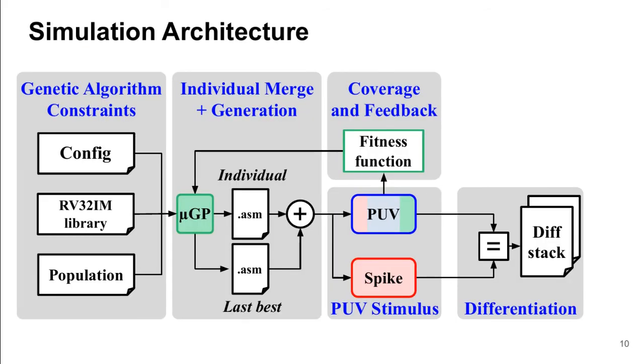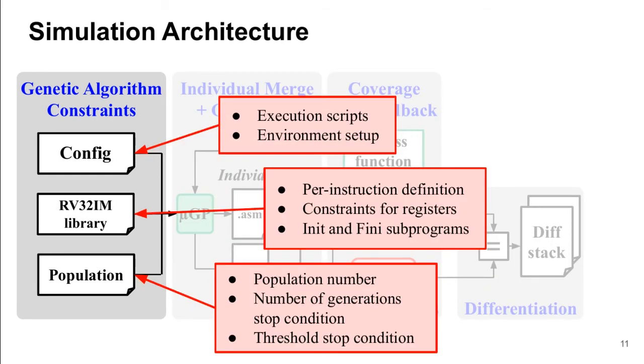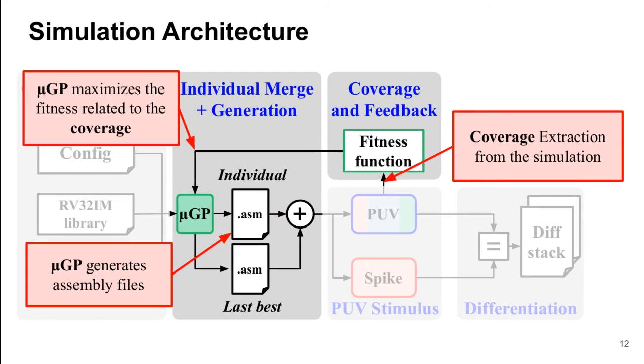We maximize the coverage percentage of the processor using genetic algorithms which produce the torture programs. The genetic algorithm, named MicroGP, has constraints containing the program structure for RISC-V ISA extensions. Additionally, it contains characteristics of the population and the execution environment to perform. MicroGP will read these constraints and generate the first population of RISC-V programs. When executed, the coverage will be extracted and maximized by MicroGP during the algorithm.